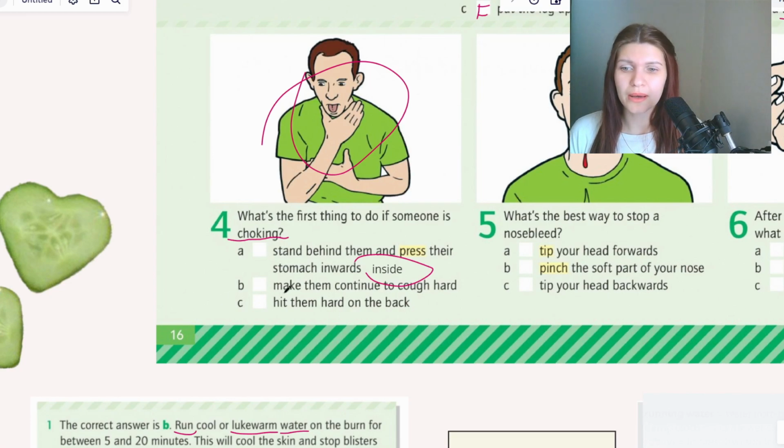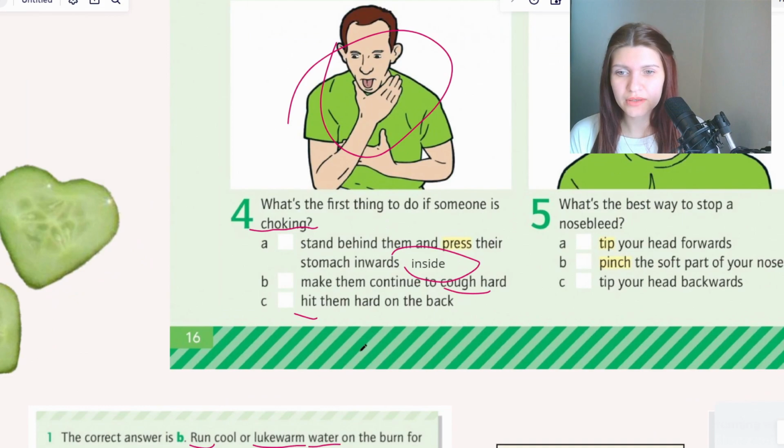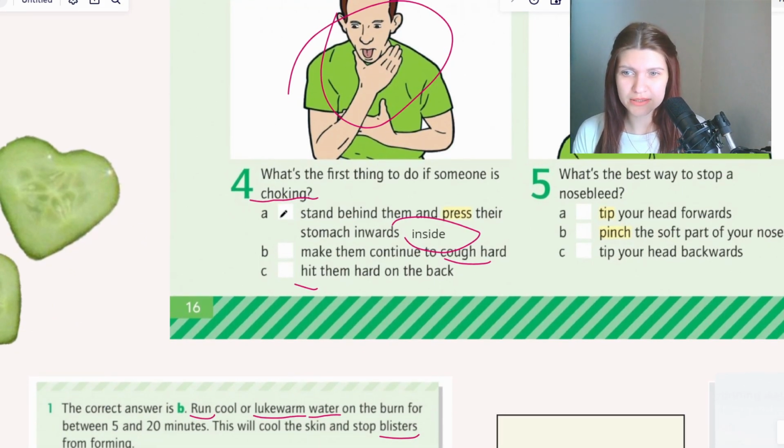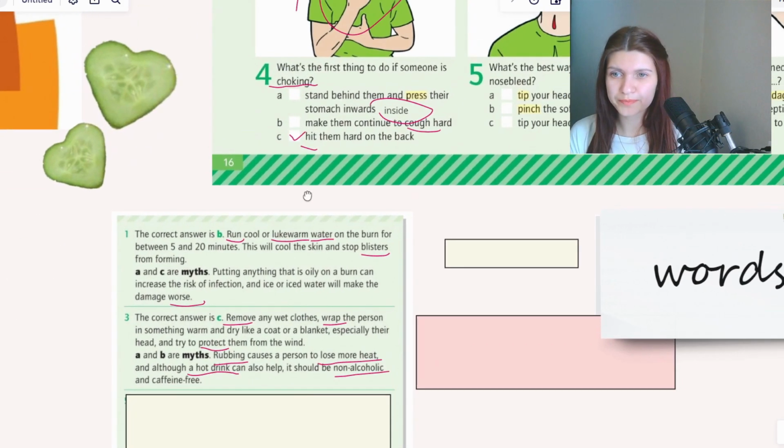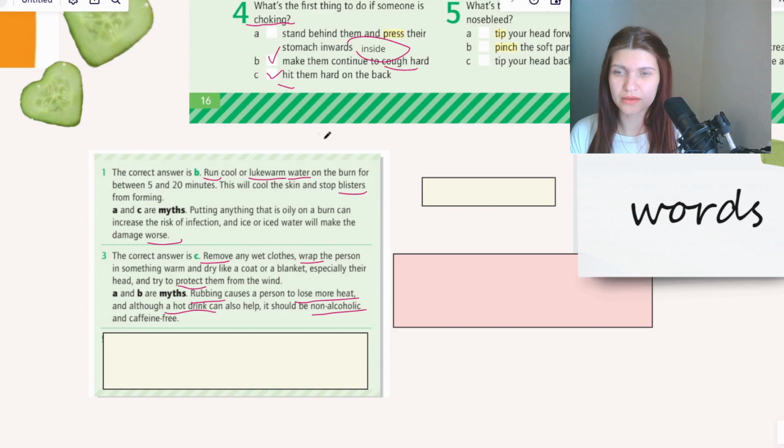Behind them. Make them continue to cough hard. To cough means I don't know how to explain it in English. And hit them hard on the back. Hit means knock. Okay. How do you think? What is a fact? I think it's the fact too. And okay, let's check. Yeah, maybe this one. Yeah, B.